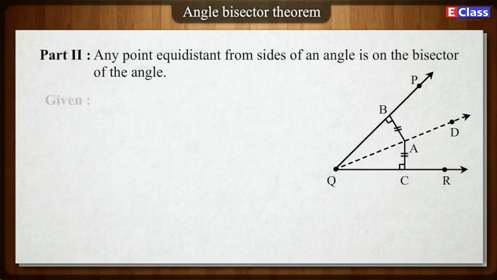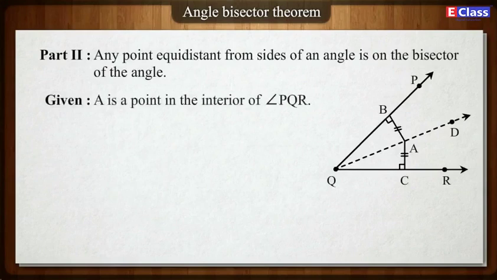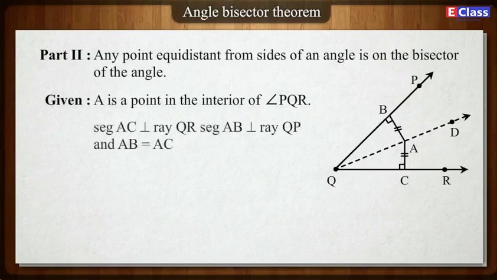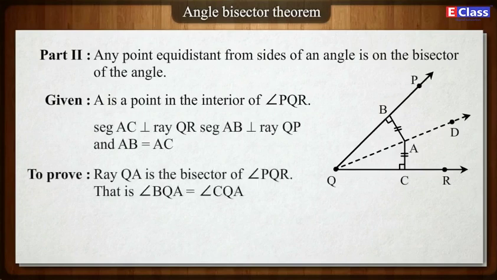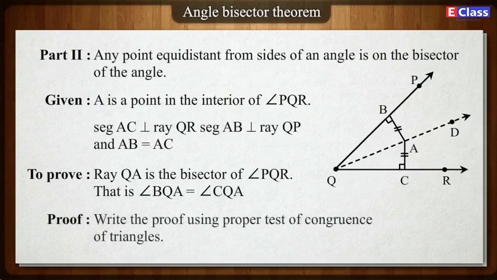Given. A is a point in the interior of angle PQR. Segment AC is perpendicular to ray QR. Segment AB is perpendicular to ray QP. And AB is equal to AC. To prove, ray QA is the bisector of angle PQR. That is, angle BQA is equal to angle CQA. Proof. Write the proof using proper test of congruence of triangles.